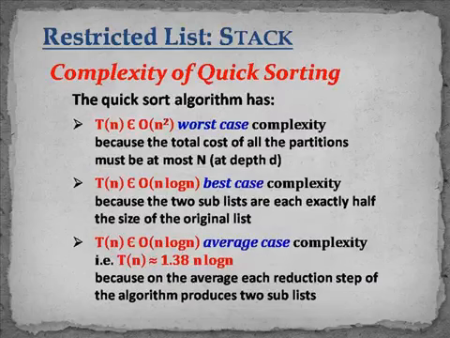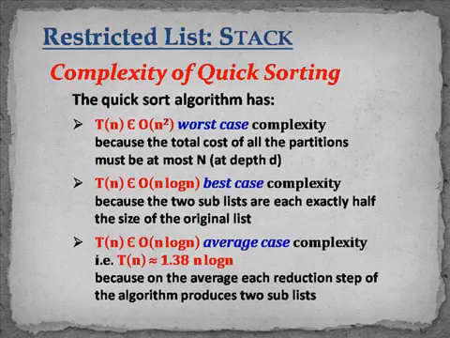Ladies and gentlemen, finally, the complexity of the quicksort technique is discussed in this last slide. The quicksort algorithm presents n² time complexity for the worst case. This is due to the fact that the total cost of all the partitions would be at most n. The best case time complexity belongs to the linear logarithmic class, which is n log n, because the two sublists are each exactly half the size of the original list.